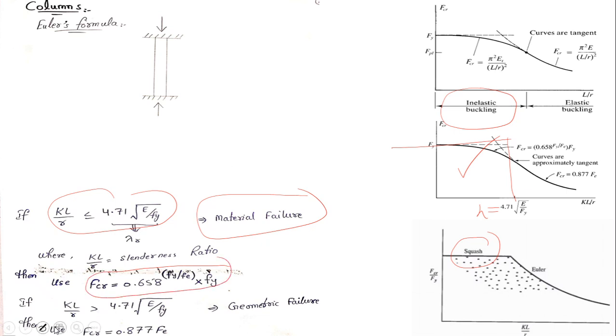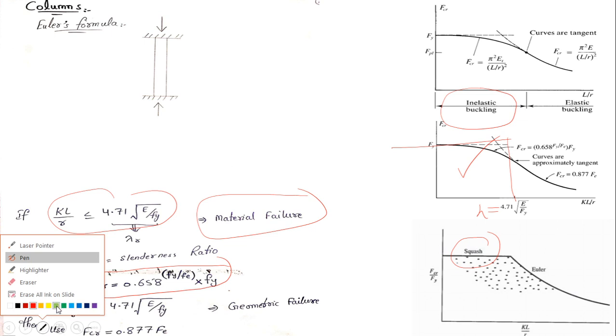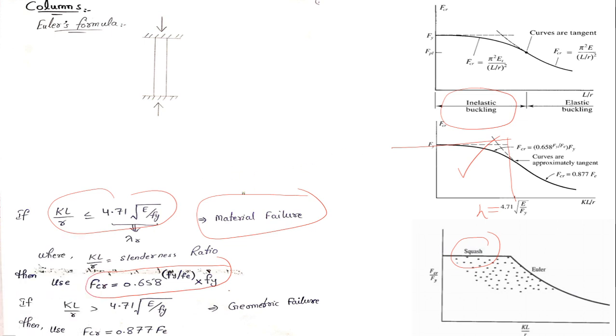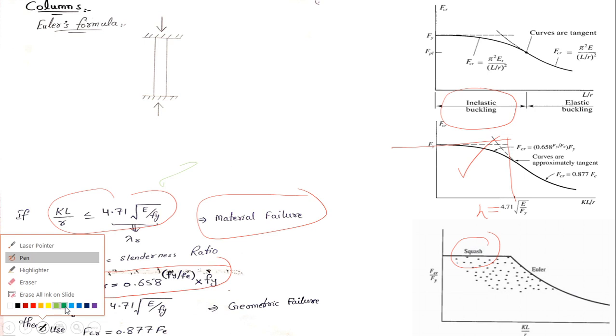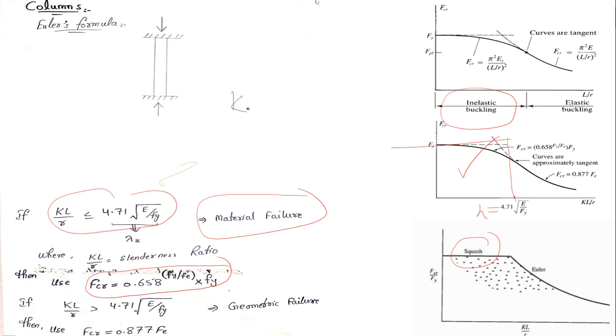What if my KL by R value was greater than lambda R, 113? The value was found to be 113 for lambda R. Then I would be here. I'll be using the elastic buckling equation, the Euler equation. I'll be using this value. It means the failure would be geometric.